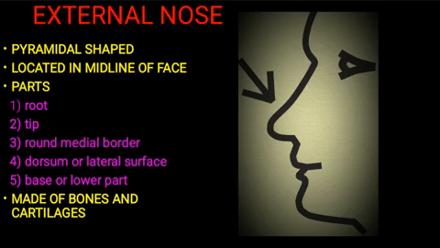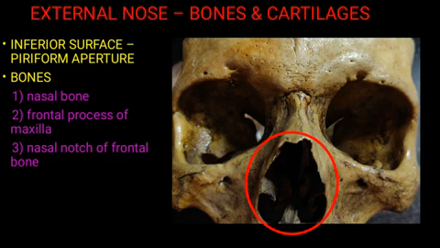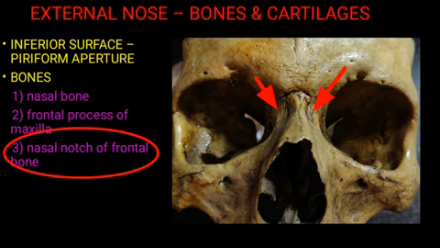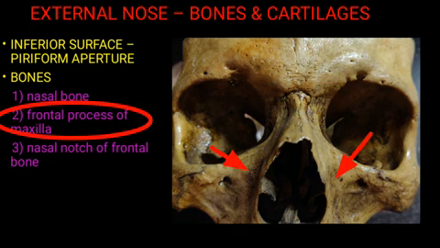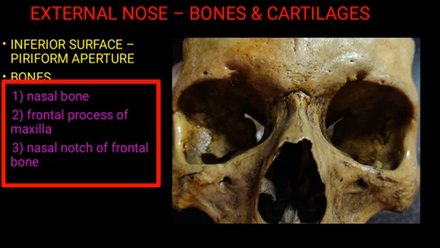The framework of the external nose is made up of bones and cartilages. Let's see what are the bones and cartilages making up the external nose. The upper part of the external nose is supported by the bones and the lower part or the inferior surface below the bones is the pyriform aperture which is filled with the cartilages. This pyriform aperture is bounded above by the two nasal bones. Superolaterally on either side of the nasal bone is the nasal part or the nasal notch of the frontal bone. Lateral to the pyriform aperture is the frontal process of the maxilla. Thus, the bony framework of the external nose is formed above by the nasal bone, superolaterally by the nasal notch of the frontal bone and laterally by the frontal process of maxilla.